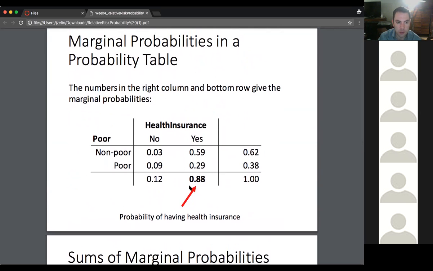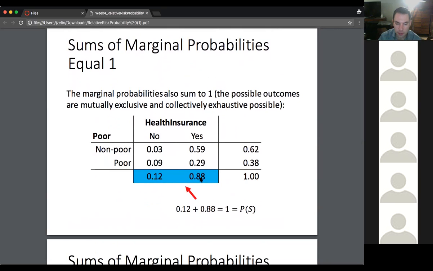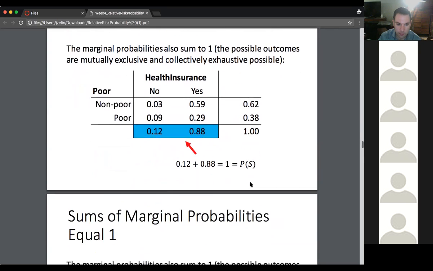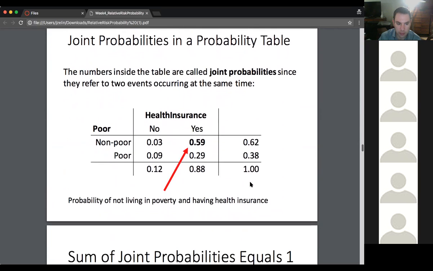So these are your marginal probabilities, like we spoke about. This is the probability of having health insurance. If we add these two up, we get 1, which is important. So if you add it both horizontally and vertically, you're going to get 1. You just want to double check that and make sure of it, because that's a law of probability.